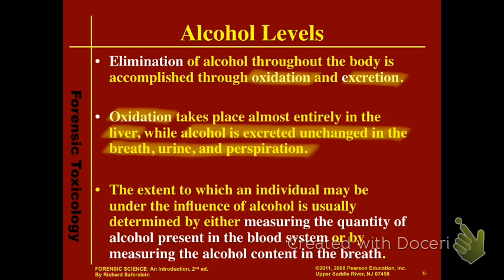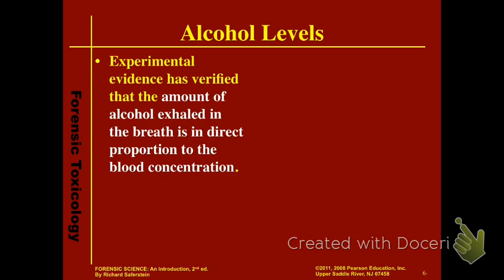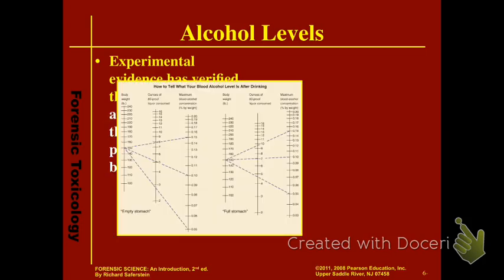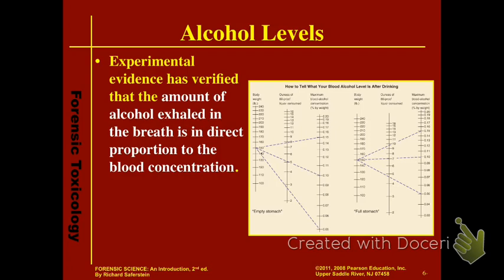The way a person is determined to be under the influence is either by measuring the quantity of alcohol in the blood system or in the breath. Experiments have shown that the amount of alcohol exhaled in the breath is in direct proportion to blood concentration. So it can be used to determine how much alcohol is in the blood.